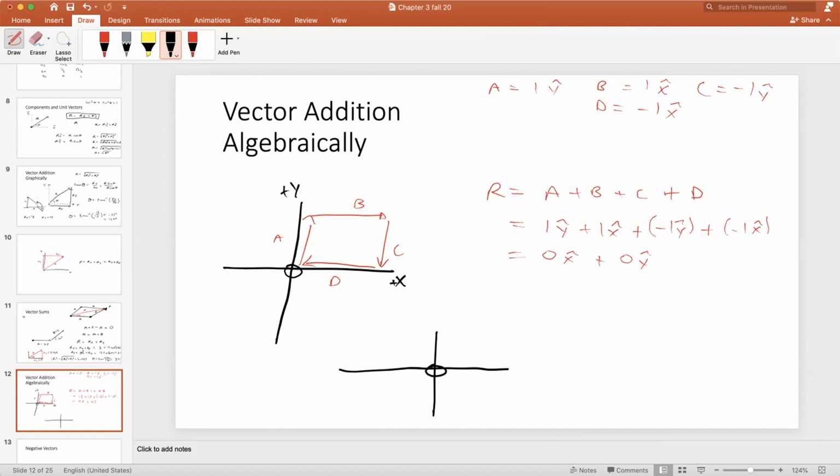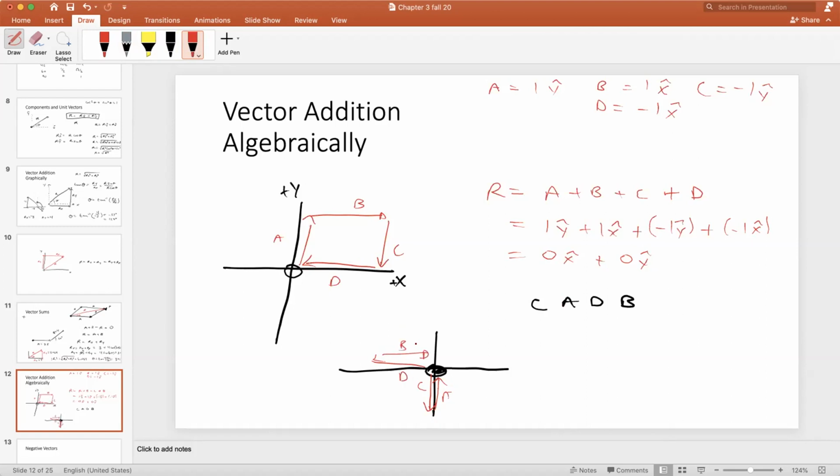Let's do CADB. So C is -1 in the y. So I'm going to go down 1 in the y. This was my C. And I said CADB. So A is back up 1 in the y. And then D is -1. And then B is that.